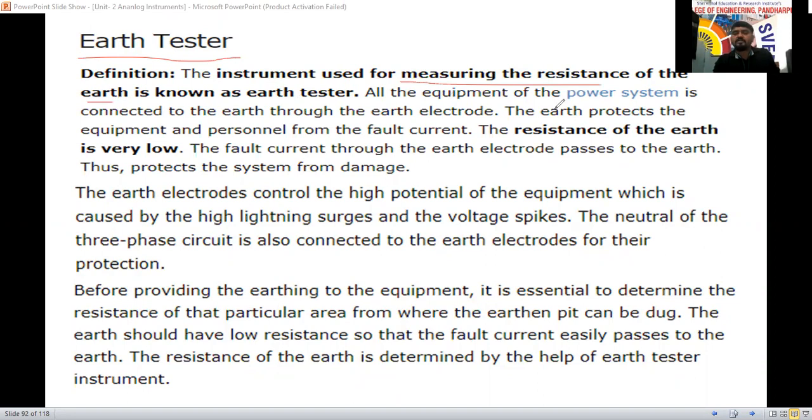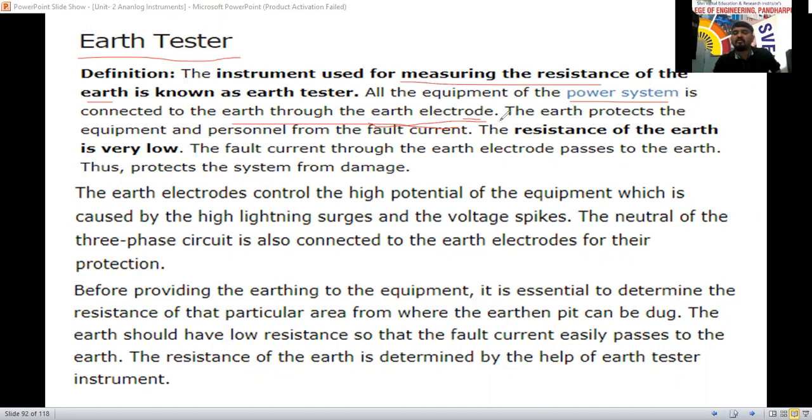All the equipment of the power system, means generation, transmission, distribution, whatever residential, commercial, all the electrical appliances, should be earthed, connected to the earth through an earth electrode. We have to connect that. Every house should have earthing done. Then it will also protect the equipment.